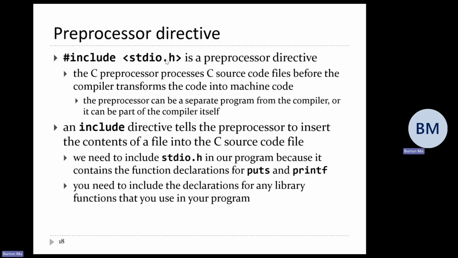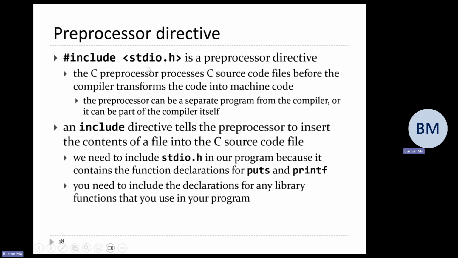The thing inside of the angled brackets, stdio.h, is the header file that contains the declaration of the standard library functions that perform input and output. So if you want to print something, you need either printf or puts. That function declaration lives in stdio.h, along with several other function declarations.